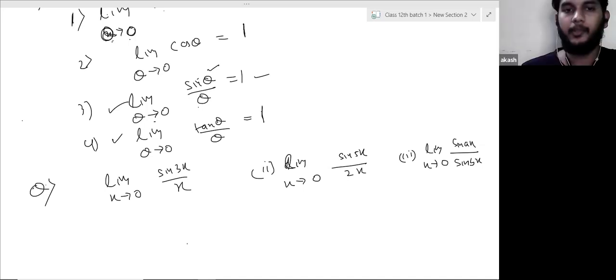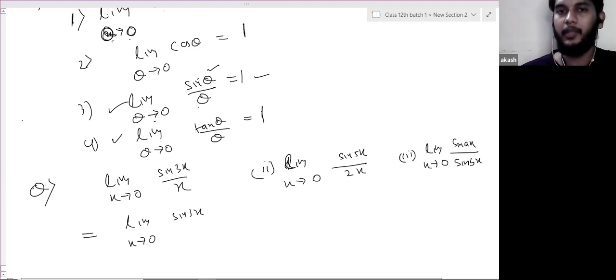All right, let me solve the first one. So we can write this limit x tending to 0. If sine 3x is in the formula, we have to divide by the same angle in the sine. So this sine has 3x. So we must have 3x in here. To make 3x, I can divide by 3 and multiply by 3. So this limit will become 1. So the answer is 3.